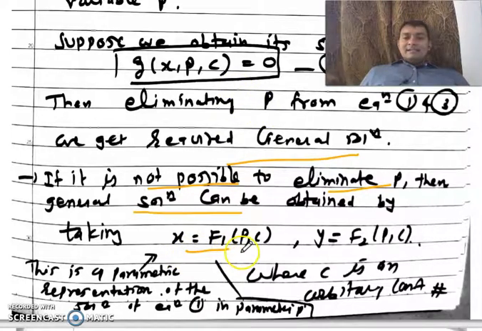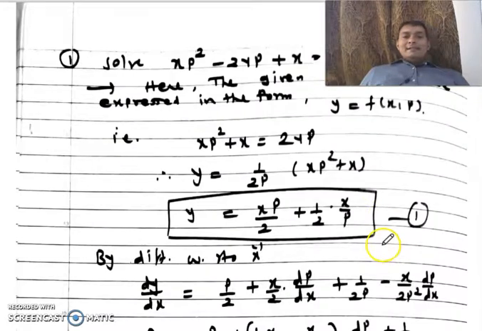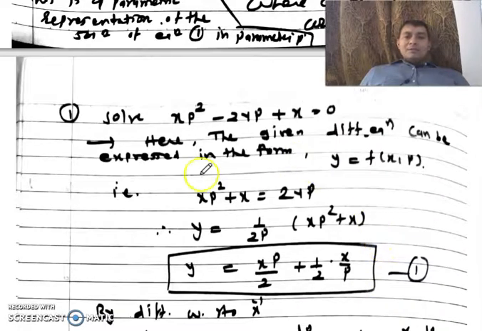Suppose x is equal to f1 of p, c and y is equal to f2 of p, c. And this is the parametric representation of the solution of equation number 1 in parameter p. So the answer will be in terms of p and a constant, where c is the arbitrary constant. So let us see one question, then it will be more clear.